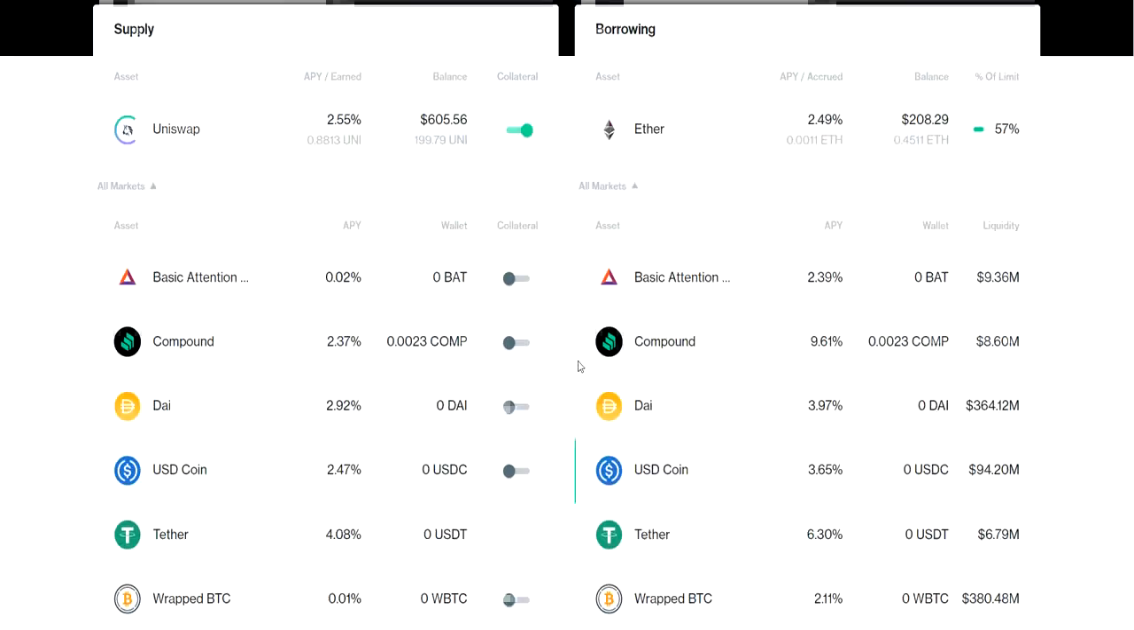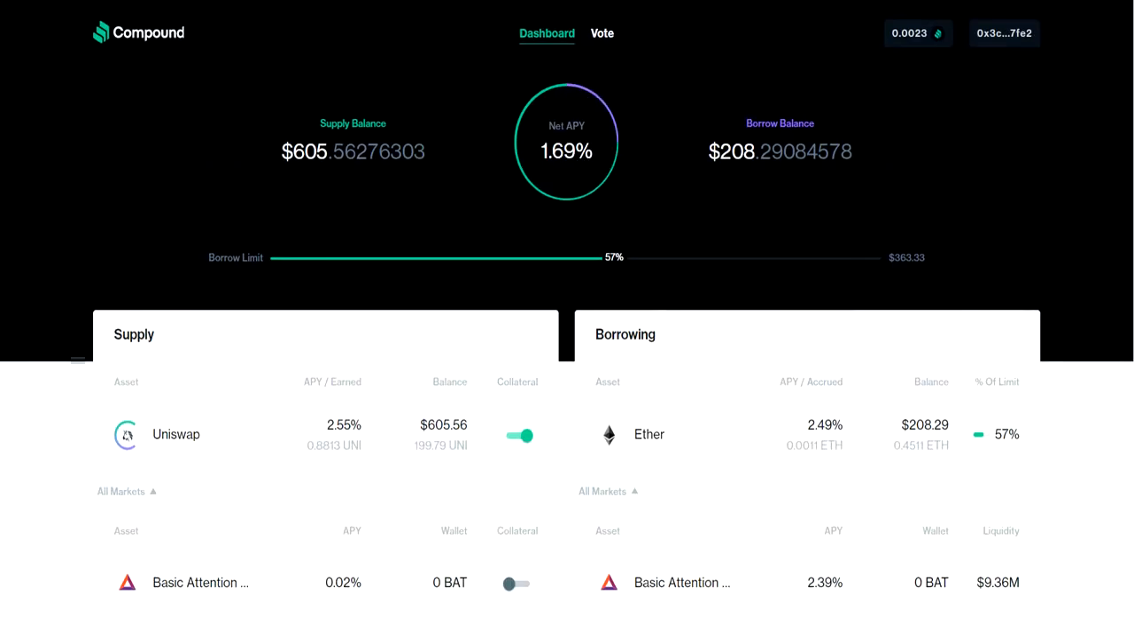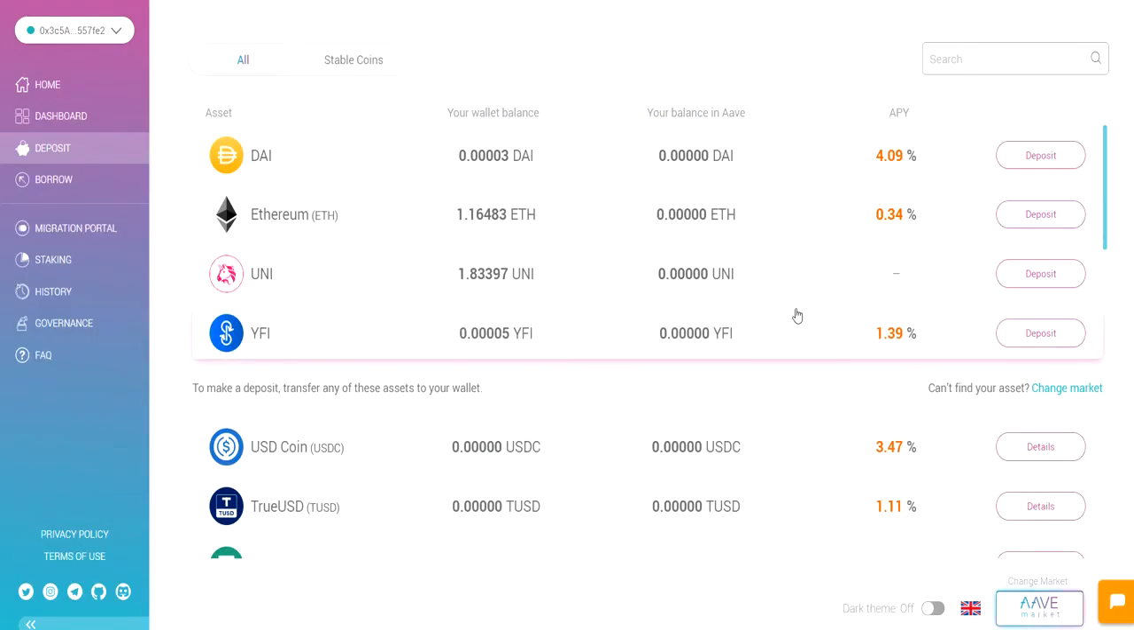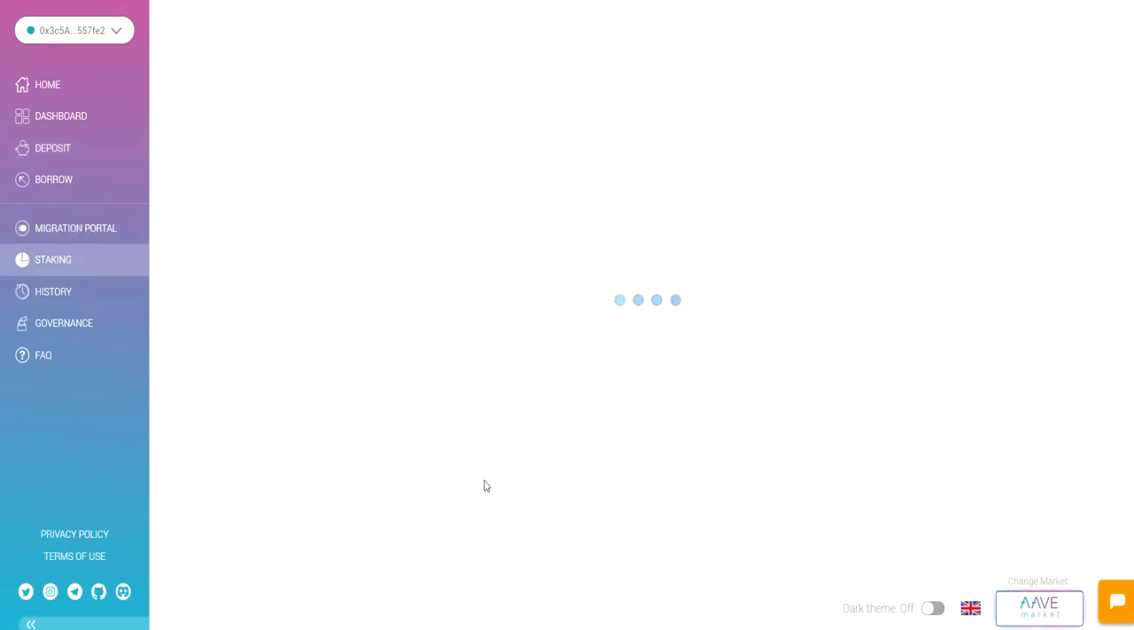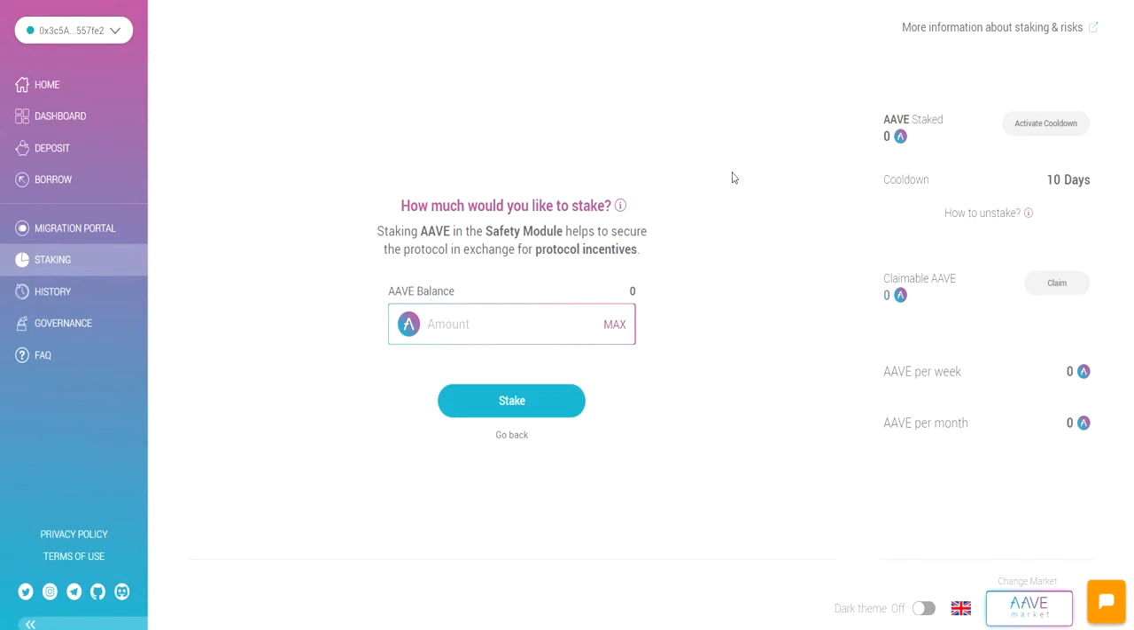Okay, so one of the things about AAVE that's different is the tokenomics. Compound rewards you with COMP tokens. AAVE doesn't reward you with tokens, but they tend to pay a little bit more on average. But they do have an AAVE token, and if you have the AAVE token, you can take it in here to staking. So if you have some AAVE tokens, you can come into the staking here and put them in. I don't have any AAVE tokens, so I can't really show you. And you can stake them. It says here there's a cooldown of 10 days, and you can claim your AAVE tokens here. So they will reward you in AAVE tokens.